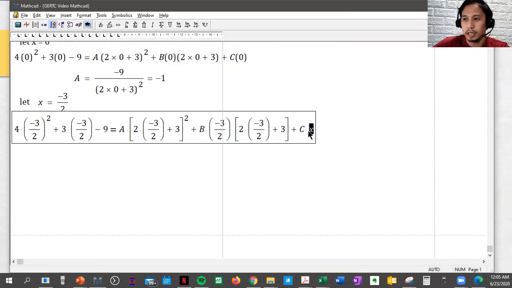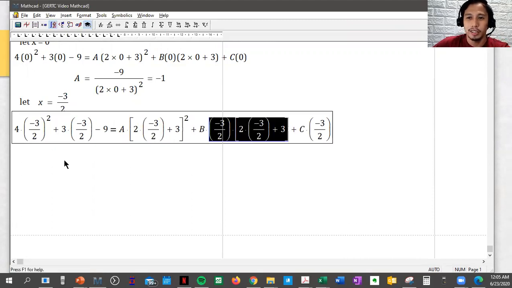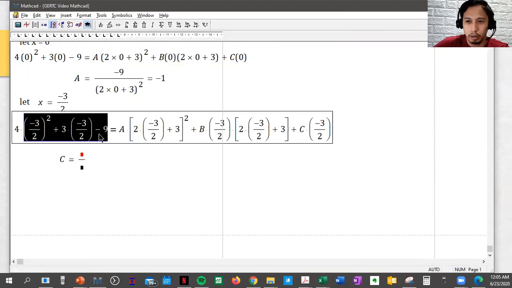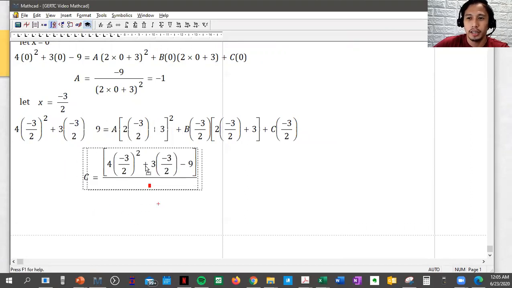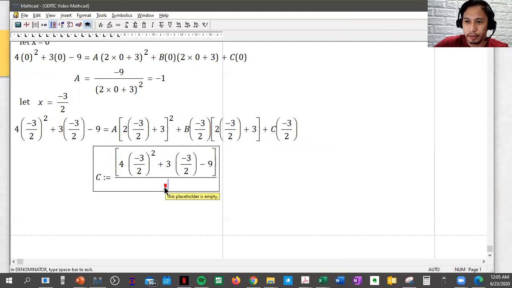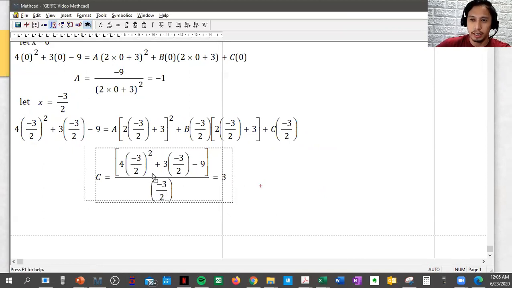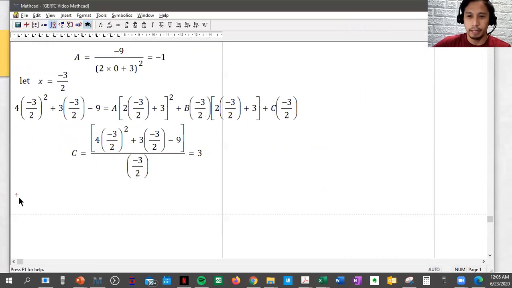Dito, again, maging 0 ito, no? So, it leaves c as the remaining variable. So, that is equal to this. I'm gonna copy this na lang. You may just evaluate that using your calculator. Then, over this, negative 3 halves. Okay? And solving for c, that is equal to 3. And that's what we got, right? Using the calculator.